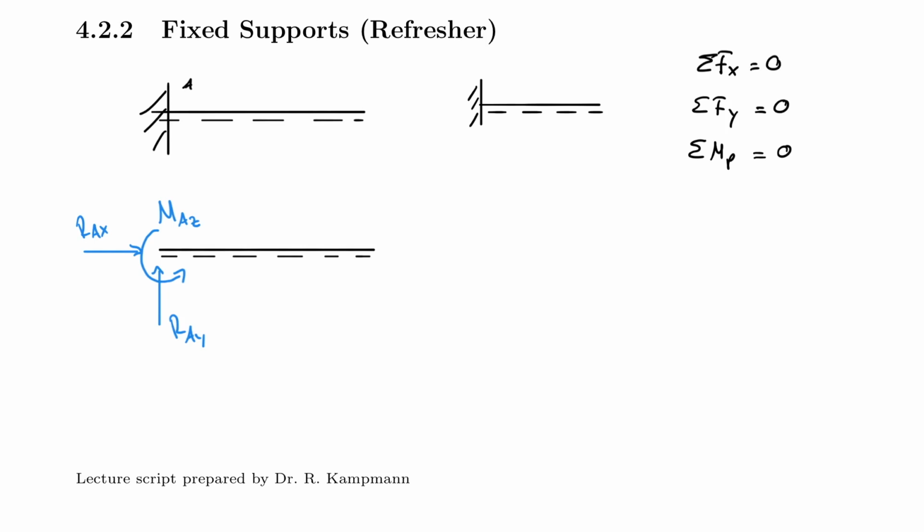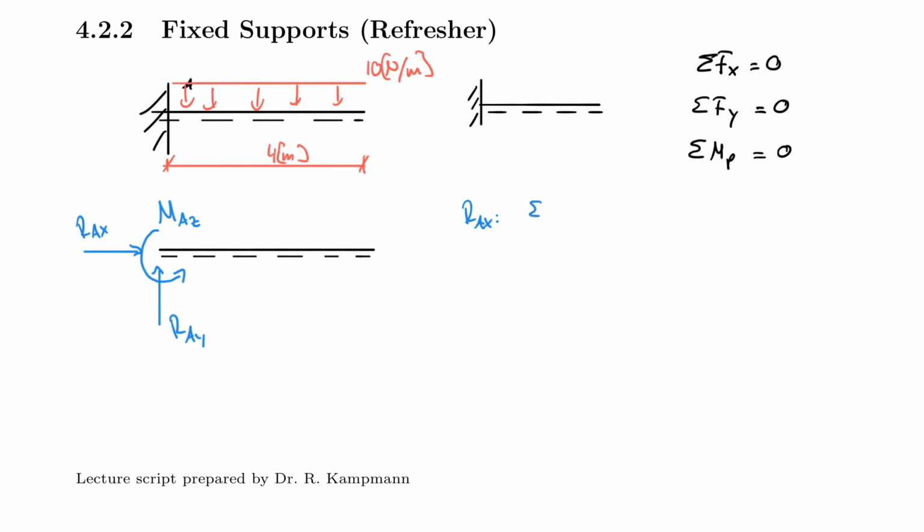So let's look at how that is implemented. For example, if I were to place a self weight on there, so let's pretend that this here has a self weight, and I use just, let's say, 10 newtons, so 10 newton per meter. And let's make our life easy and make it 4 meters long.